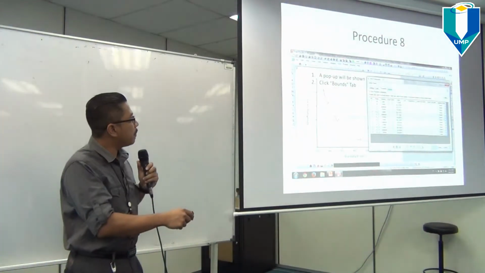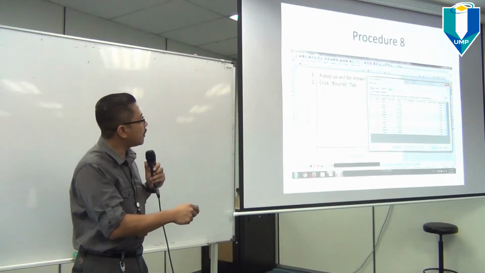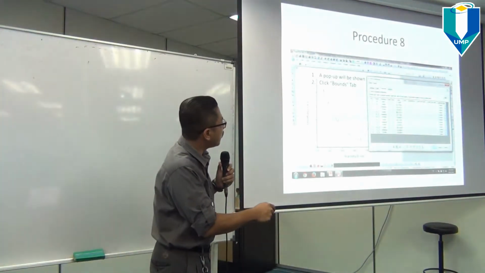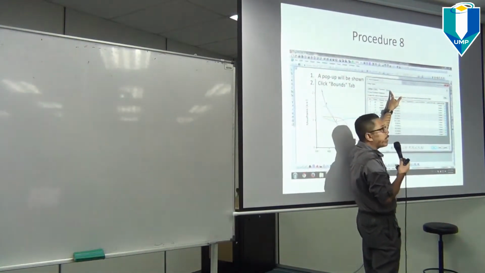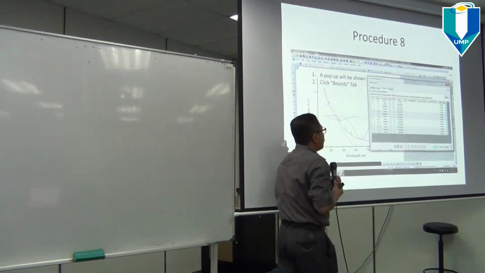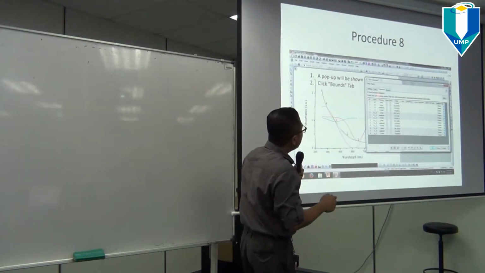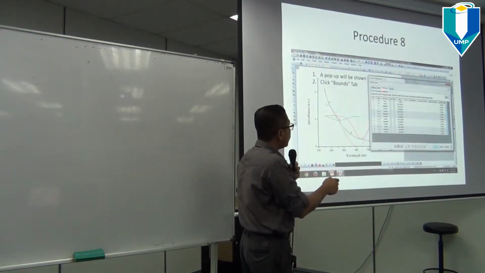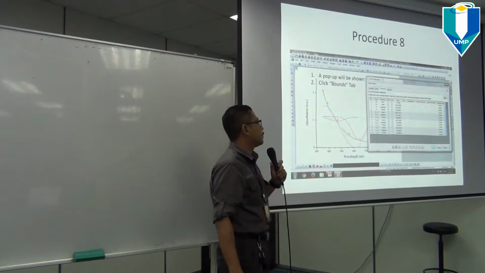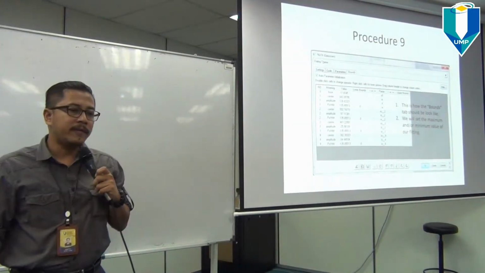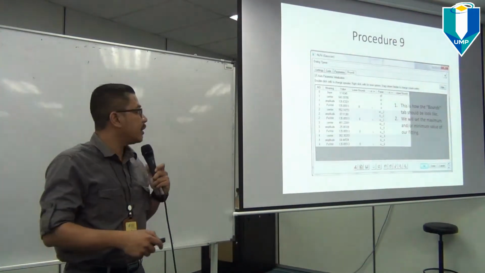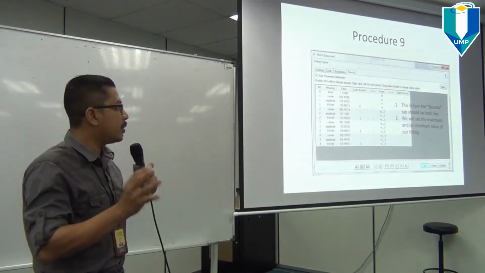In this pop-up, click the bounds tab. This one. This is the pop-up. Choose the bounds tab. By default, the pop-up will show you the parameter tab, but do not use that tab. Click the bounds tab. Done? Next. After you click the bounds tab, these are the parameters that you need to optimize.